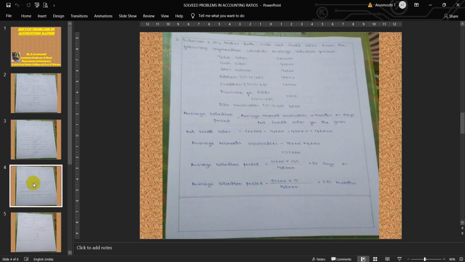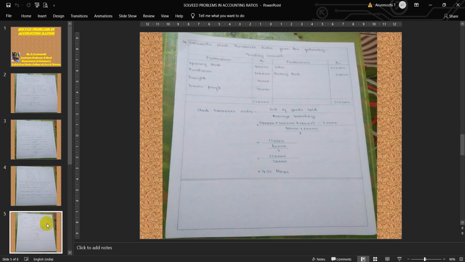So average collection period is equal to average accounts receivables into months or days divided by net credit sales for the year. Net credit sales is equal to 2 lakh minus 14,000 minus 40,000 is equal to 1,46,000. Average accounts receivables 18,000 plus 4,000 you get 22,000. Average collection period 22,000 into 365 divided by 1,46,000 is equal to 55 days, or average collection period is equal to 22,000 into 12 divided by 1,46,000. That is you can get 1.81 months.